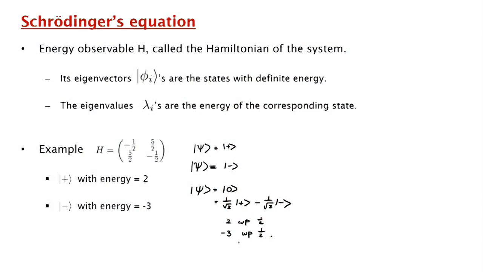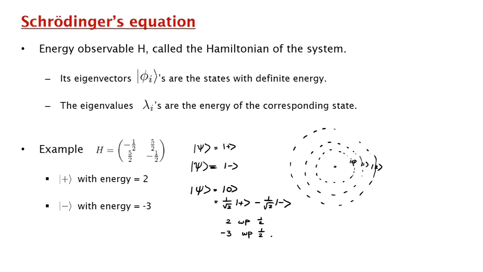Okay, so let me just do one more example. So let's say you had your hydrogen atom, and you have your electron in the states 0, 1, etc. So these were your states of definite energy. This is a ground state, excited state, etc. These are your energy eigenstates.